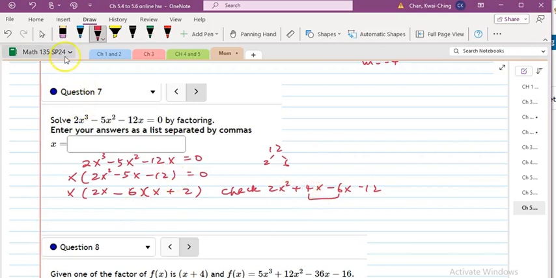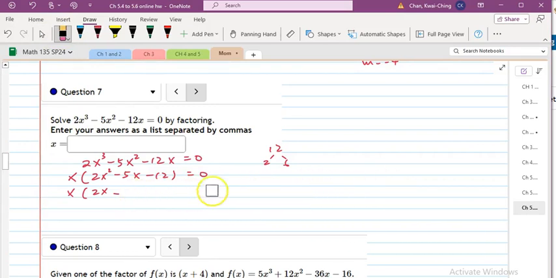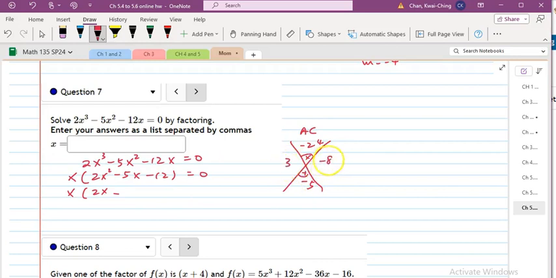So maybe I'm just not going to do guess and check because there are a lot of different ways to get 12. I'm going to do AC diamond and grouping. So AC diamond would do A and C, 2 times negative 12. Instead of negative 12, negative 24, multiply. Add to negative 5. Oh, 3, 8 would work, right?